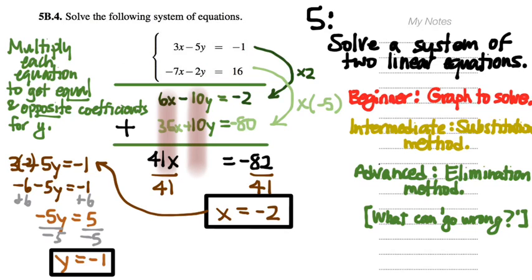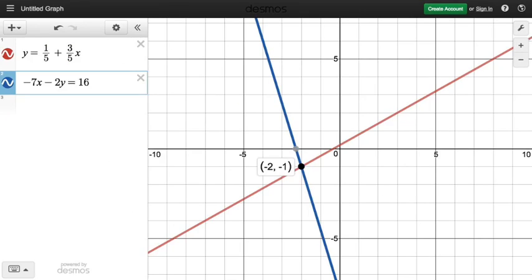Going back to our graph for a minute. How many solutions did this system of equations have? In other words, how many times did these two lines intersect one another? Once, right? This particular pair of two lines intersected each other only in one place, -2, -1.